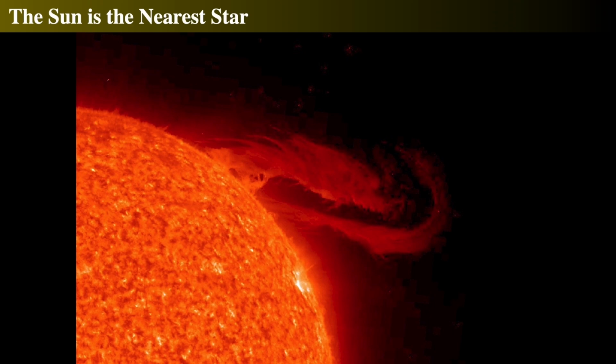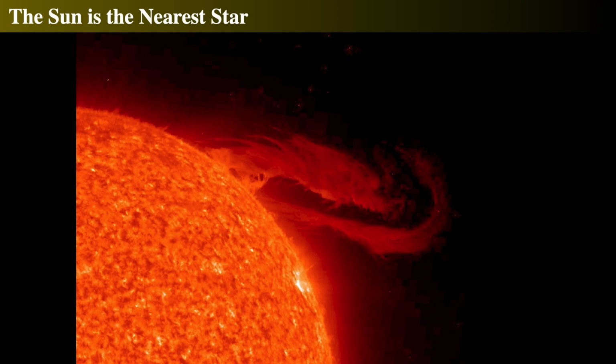And so studying the sun as a star is the best thing we can do because, well, all the other stars are really far away. They're on the order of parsecs or light years away. That's trillions upon trillions of miles. So we're going to look at the sun as a star and try to understand it.